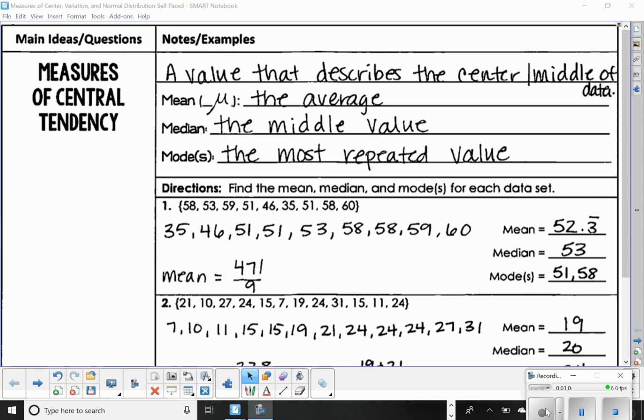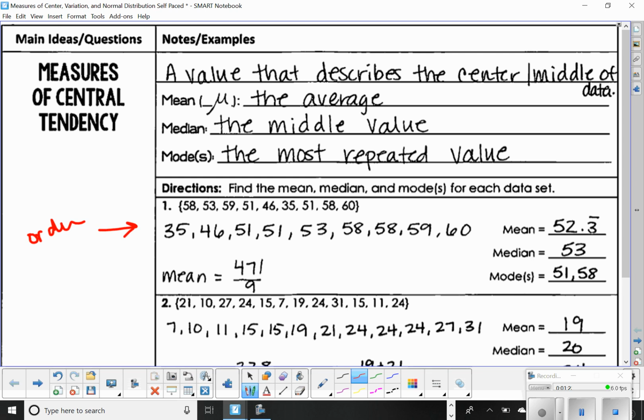Now, let's look at this first set of data to find these measures of central tendency. This is, by the way, something you should have done in Algebra 1 and even pre-algebra. Okay, for starters, order the data. Okay, here it is in order.